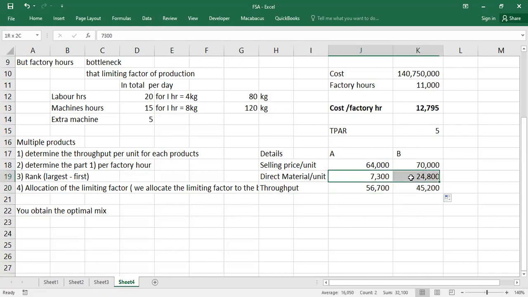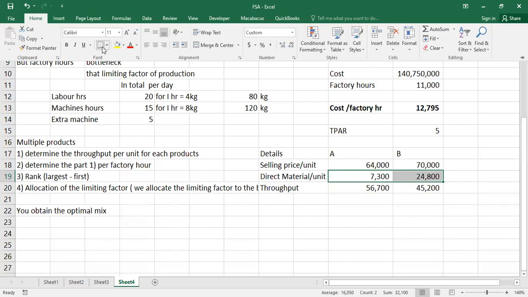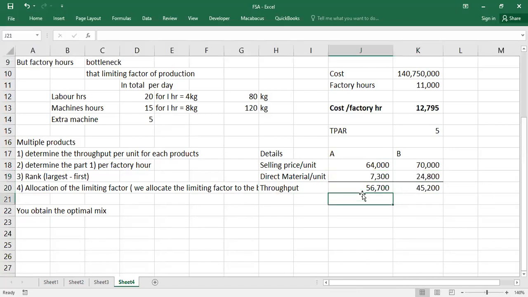So as you can see, throughput, these are big figures. But that's not your problem. You are not here to analyze why they're getting a lot of profits. Your issue is the unit cost? Yes, unit cost. How much was it? 7.3. Did you have a selling price? Yes. All right. So what is your throughput per unit?